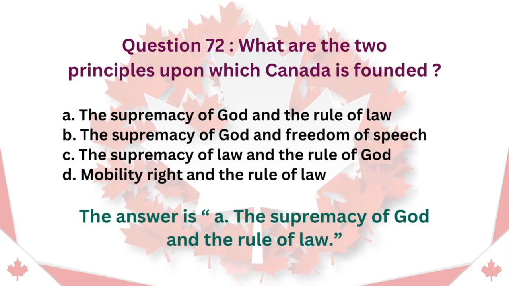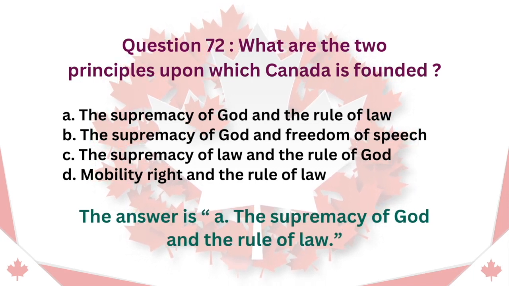Question 72. What are the two principles upon which Canada is founded? A. The supremacy of God and the rule of law. B. The supremacy of God and freedom of speech. C. The supremacy of law and the rule of God. D. Mobility rights and the rule of law. The answer is A. The supremacy of God and the rule of law.